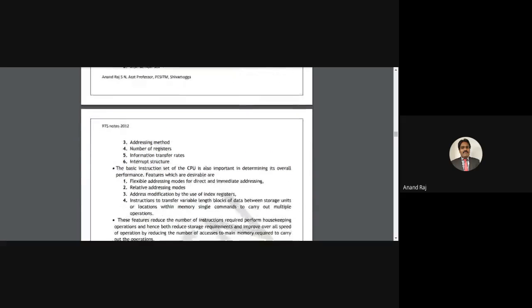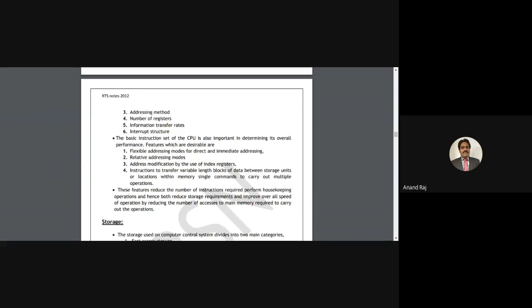That is an interrupt. The fire alarm sensor is an input interrupt to the system, which will set our alarms. In the next classes, I'll be explaining the interrupt structure in detail. So these are some of the important features. First one is the word length. Second one is instruction set. The third one is addressing methods, number of registers, information transfer rates, interrupt structure. The basic instruction set of the CPU is also important in determining its overall performance.